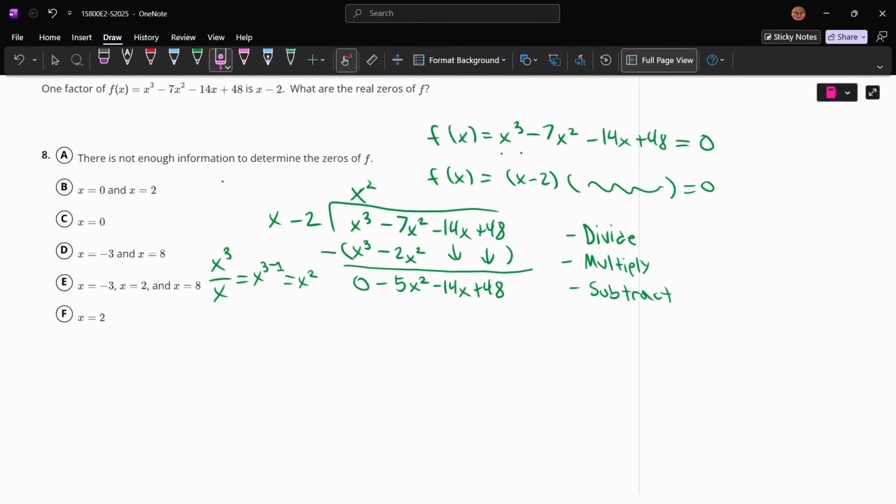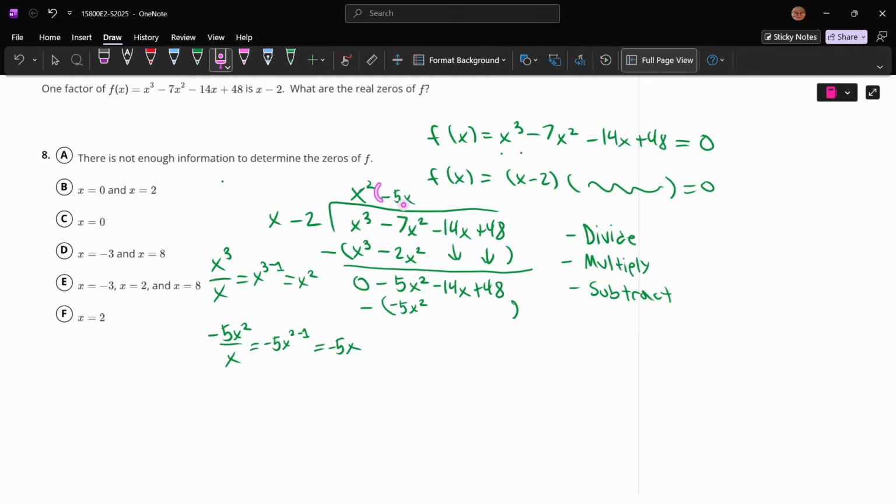So doing the same thing, focusing on this term x squared, divide it by x, and you should end up with negative 5x squared divided by x, which equals negative 5x to the 2 minus 1, which equals negative 5x. And that's going to be our term that we're going to put here. Then we set up our subtraction parentheses and put in our negative 5x squared here. And then we can do our multiplication.